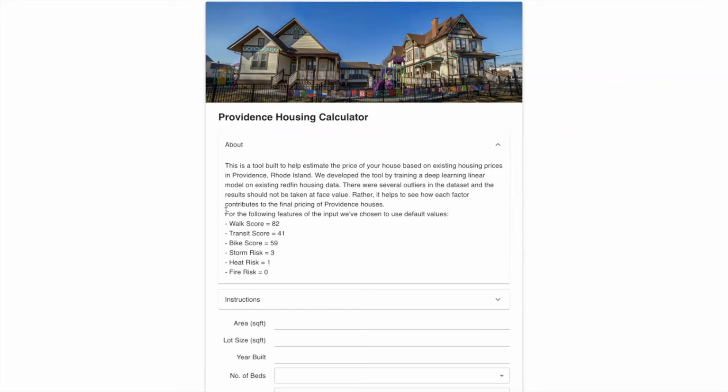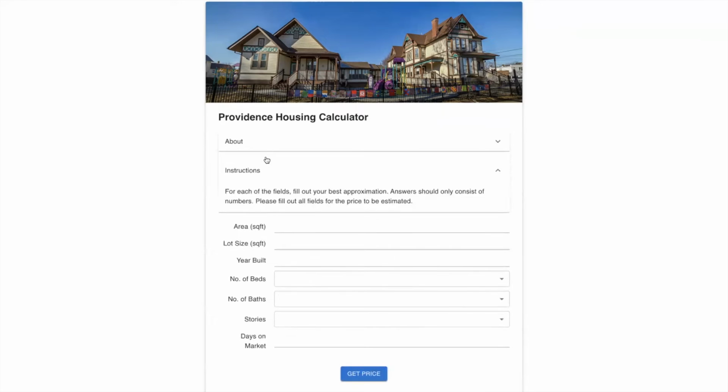For this prediction, we have taken the liberty of assigning some default values to properties that the user will have a hard time predicting or estimating, such as storm risk, heat risk, or certain Redfin values like walk score. So we've taken the default values to be the mode of each data point in our data set. The instructions for using the predictor are fairly self-explanatory. Users have to fill out all of the fields, and when they hit get price down here, they would obtain an estimated price for their imaginary or real house.